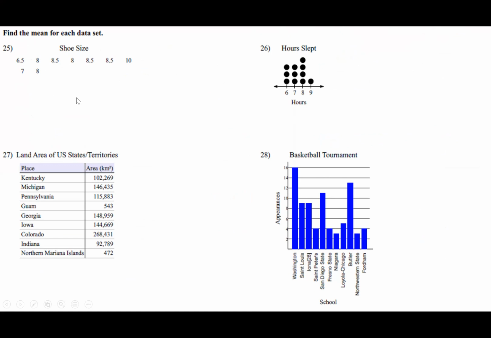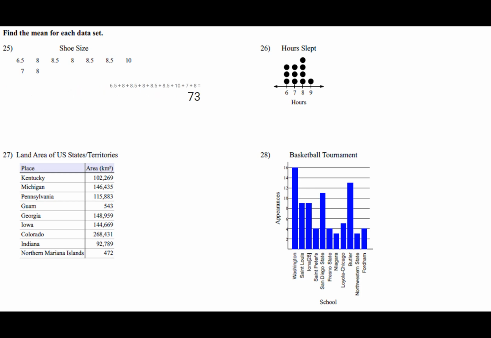For the mean, or average, that's another name for this, what I'm going to do is add all my numbers. I'm going to grab a calculator. So I go 6.5 plus 8 plus 8.5 plus 8 plus 8.5 plus 8.5 plus 10 plus 7 plus 8. I add all my numbers to begin with. Using my calculator, I happen to get 73.